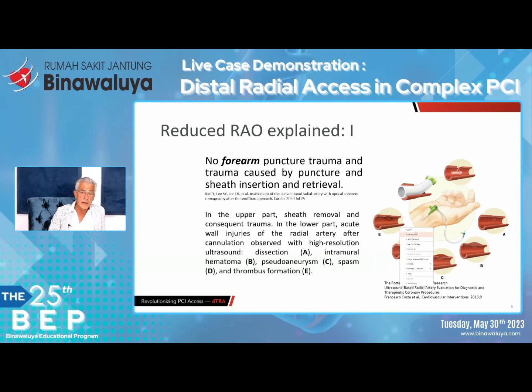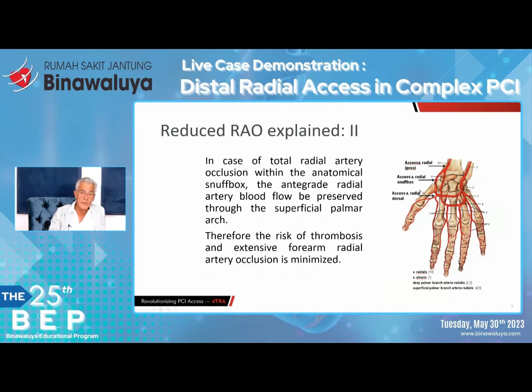So that's one. And by not having puncture trauma or sheath removal trauma or even hemostatic trauma in the forearm radial artery, of course, those risks do not exist anymore. Another important feature is that accessing the radial artery in the snuff box means that you puncture the radial artery distal from the origin of the superficial palmar branch, which runs here.